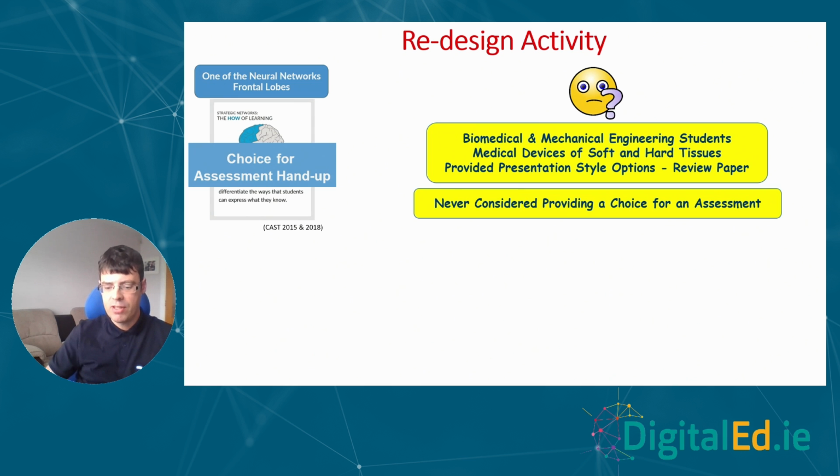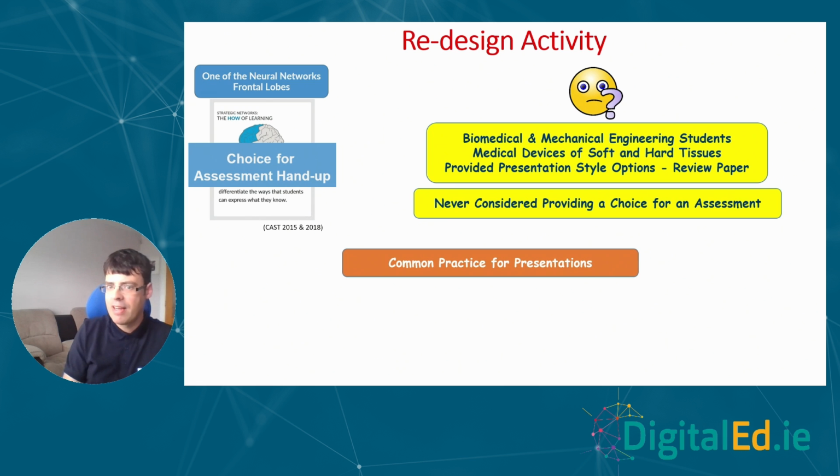I never considered providing a choice before for an assessment. Let me try and get this clicker to work. My phone's gone off there, okay.